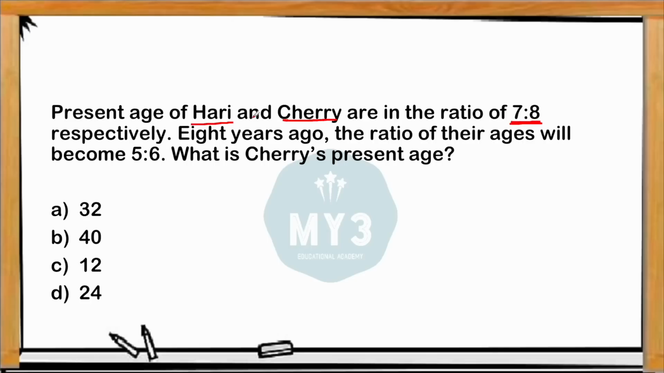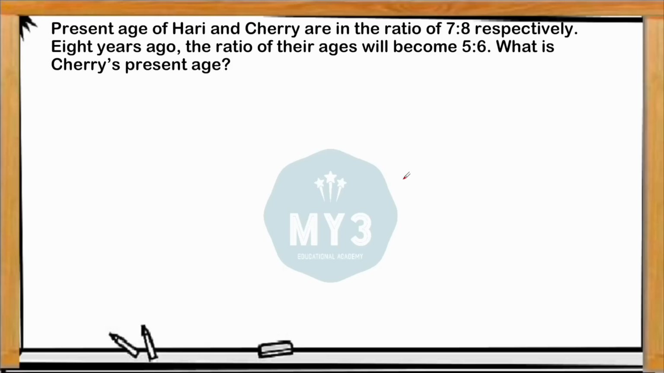The question here is, present ages of Hari and Cherry are in the ratio of 7 is to 8. 8 years ago, the ratio of their ages was 5 is to 6. What is Cherry's present age is the question. So, in this question, a proportionality relation is given. Hari and Cherry are having ages in the ratio of 7 is to 8. That means Hari's age is 7x and Cherry's age is 8x.